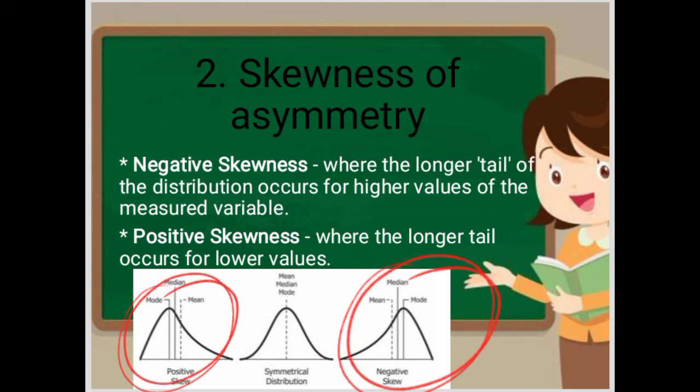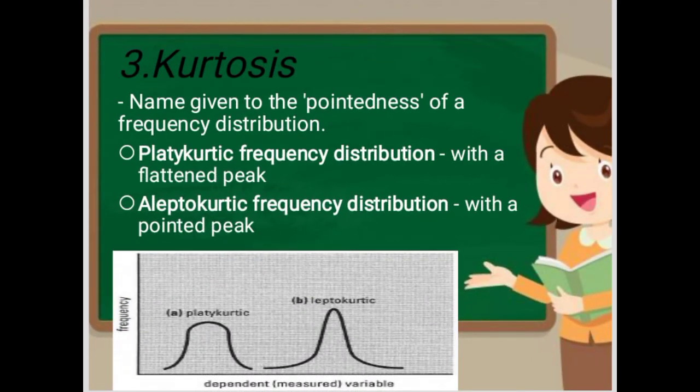Skewed distributions frequently occur in the study of chemical measurements or gradings owing to the presence of occasional gross errors. Lastly is the kurtosis. It is the name given to the pointedness of a frequency distribution. In kurtosis, we have platykurtic and leptokurtic. When we say platykurtic, it is one with a flattened peak, while the leptokurtic distribution is one with a pointed peak.